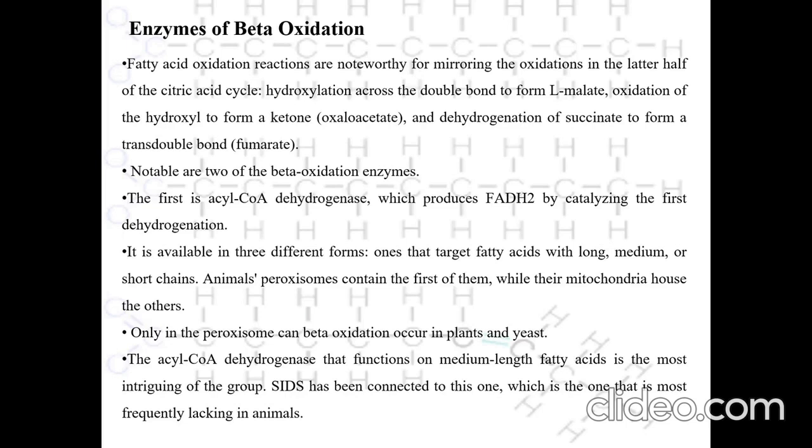Animal peroxisomes contain the first of them while the mitochondria house the others. Only in the peroxisome can beta oxidation occur in plants and yeast. The acyl-CoA dehydrogenase that functions on medium length fatty acids is the most intriguing of the group.